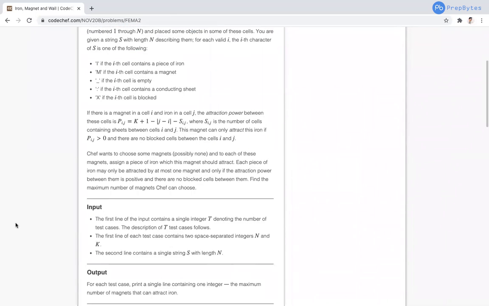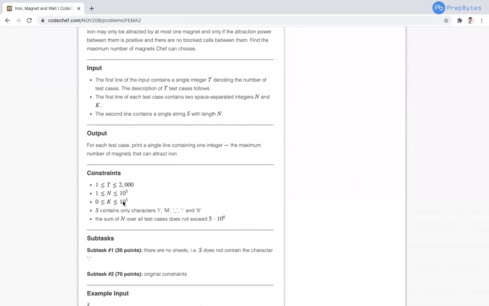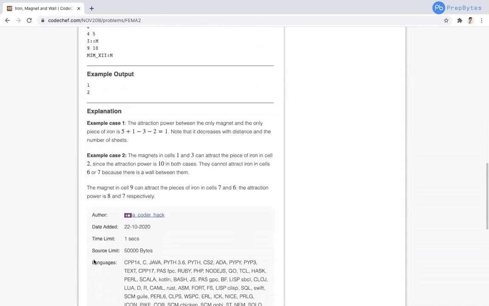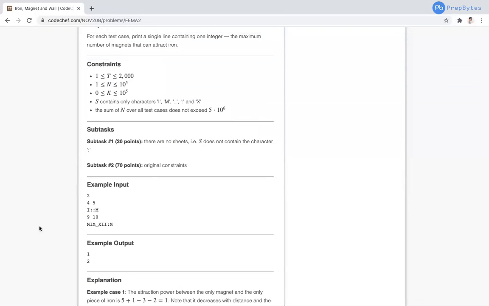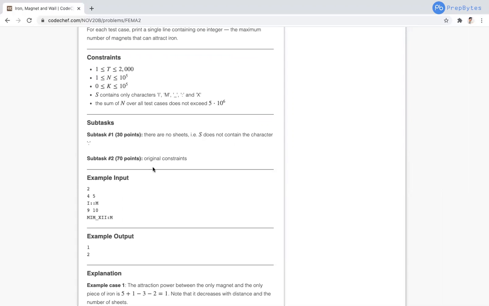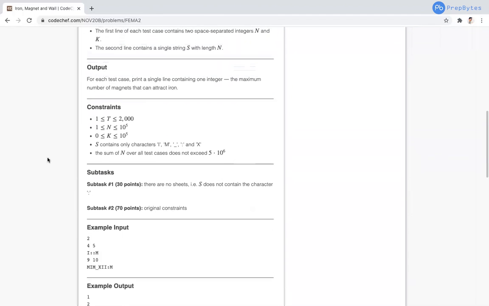When you see the constraints here, n can be up to 10 power 5 and k can be 10 power 5, and the required time complexity is 1 second. So we have to do this question in nearly O of n or O of n log n. We cannot apply O of n square time complexity here. In the first subtask there are no sheets. In the second subtask, the original constraints are there. And this is the sample test case, which I will also explain.